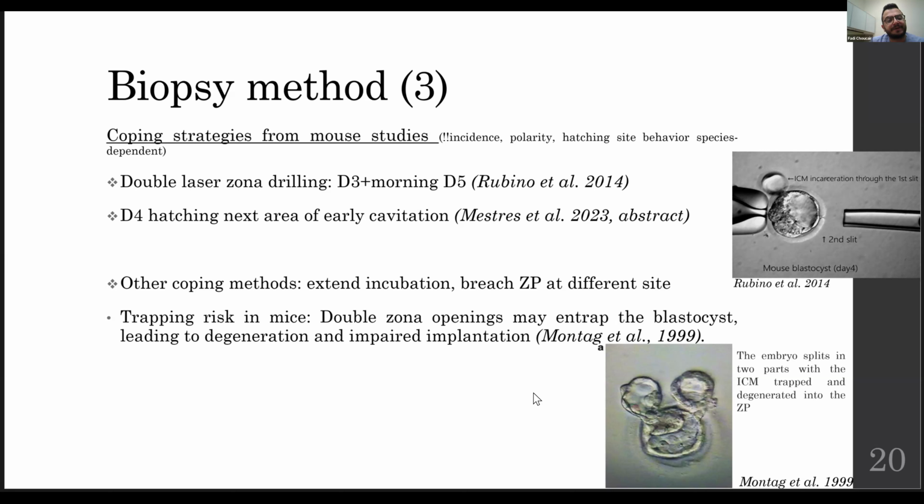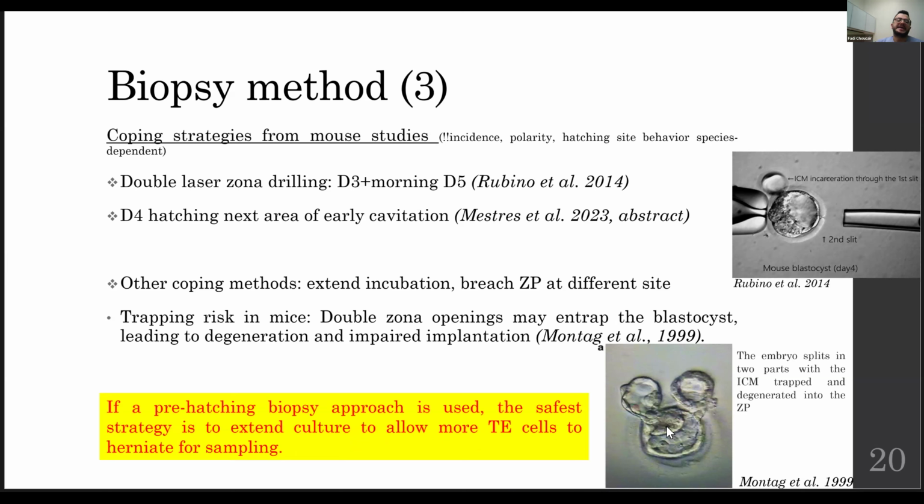But if we breach the zona pellucida at a different site, in mice we observed in the literature a trapping risk. Here you can see old data from Montag et al. showing that double zona opening may risk entrapping the blastocyst, leading to degeneration of the blastocyst and impaired implantation. So, to sum up, if a pre-hatching biopsy approach is used, the safest strategy is to extend culture to allow more trophectoderm cells to herniate for sampling.